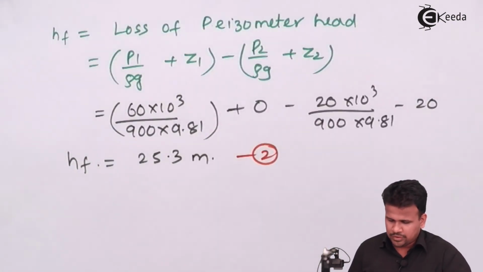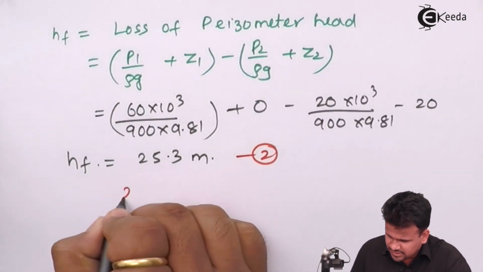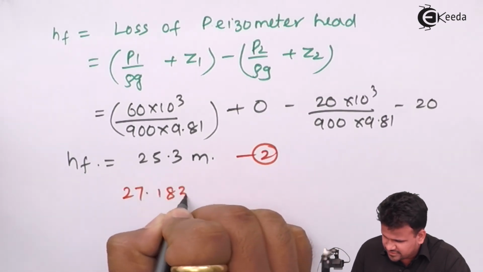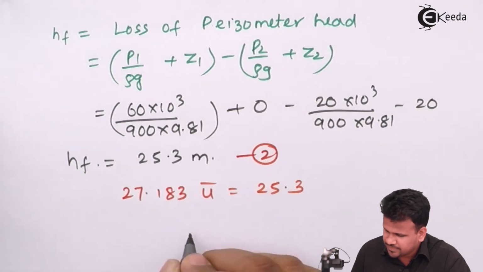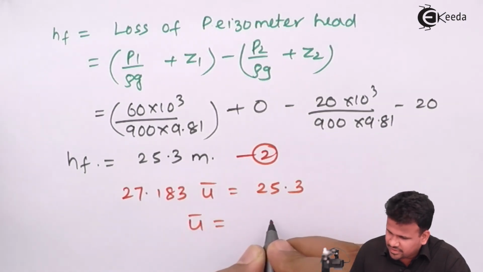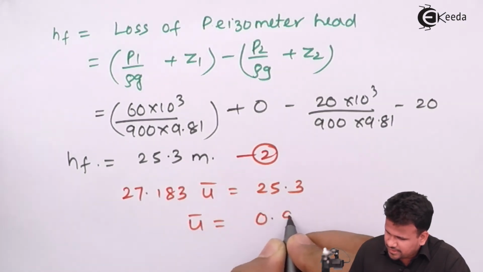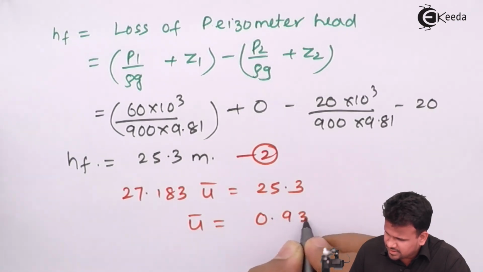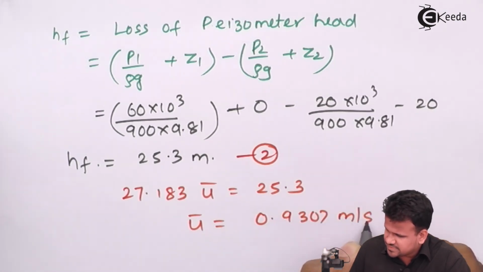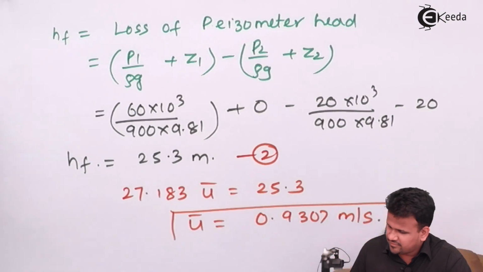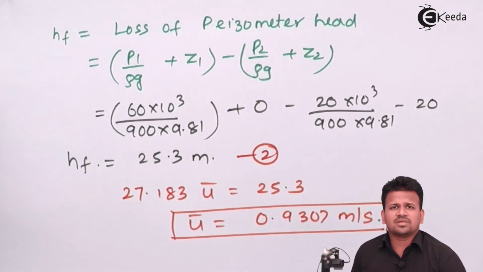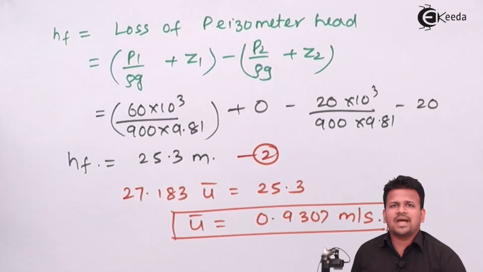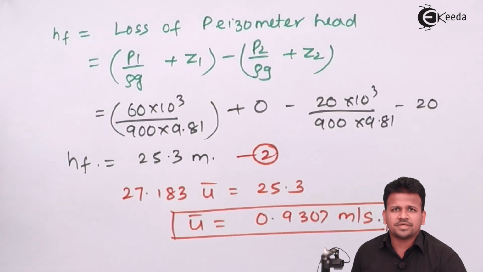So what we get over here is 27.183 u bar is equal to 25.3. So u bar will have a value of 0.9307 meters per second. So we have evaluated the value of u bar, that is the average velocity between section 1-1 and section 2-2 in a uniform diameter vertical pipe.